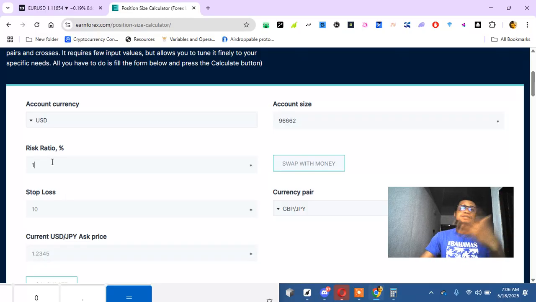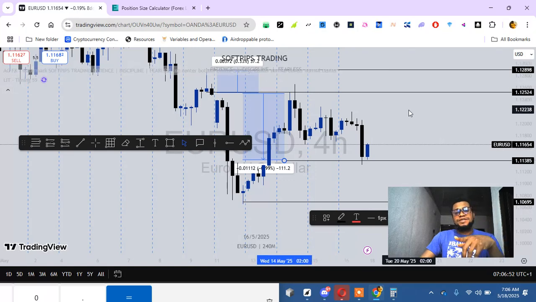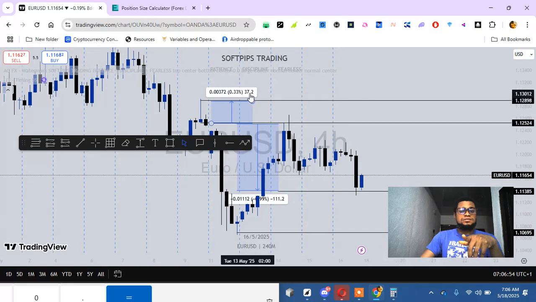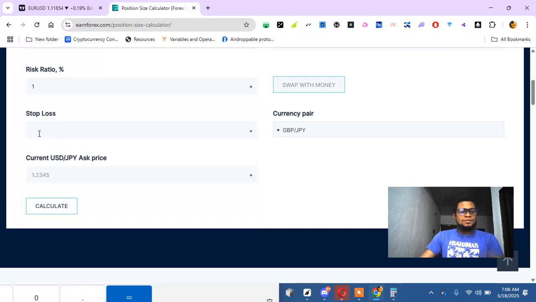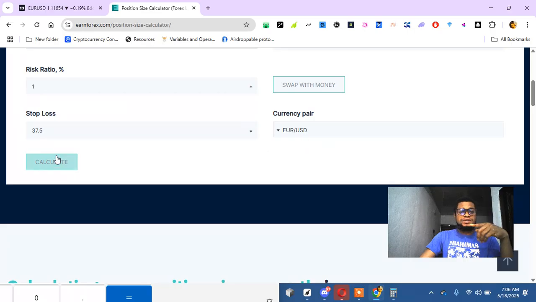So you put, let's say I want to risk 1% of my capital. Then here, I will put the stop loss. That stop loss is the stop loss you got from here. That's 7.2. So I put that 7.2. So you also check what's the pair, Euro USD. So change your pair to Euro USD, then you calculate.